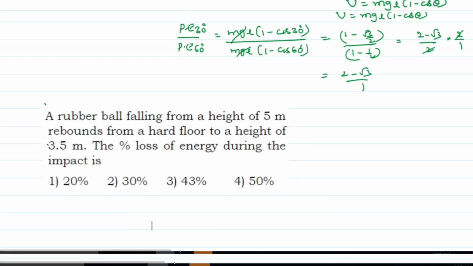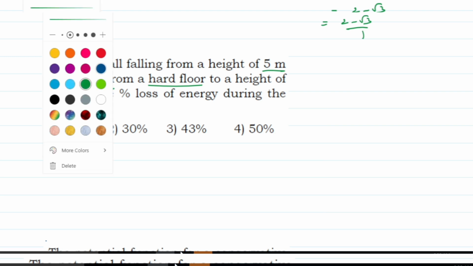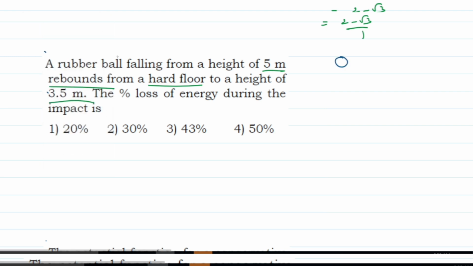The next question says a rubber ball is falling from a height of 5 meters and it rebounds from the hard floor, and again it moves up 3.5 meters. So a rubber ball is falling from a height, hitting the floor, and this is at 5 meters height, and again it's going to rebound back, and now it's rising to a height of 3.5 meters.